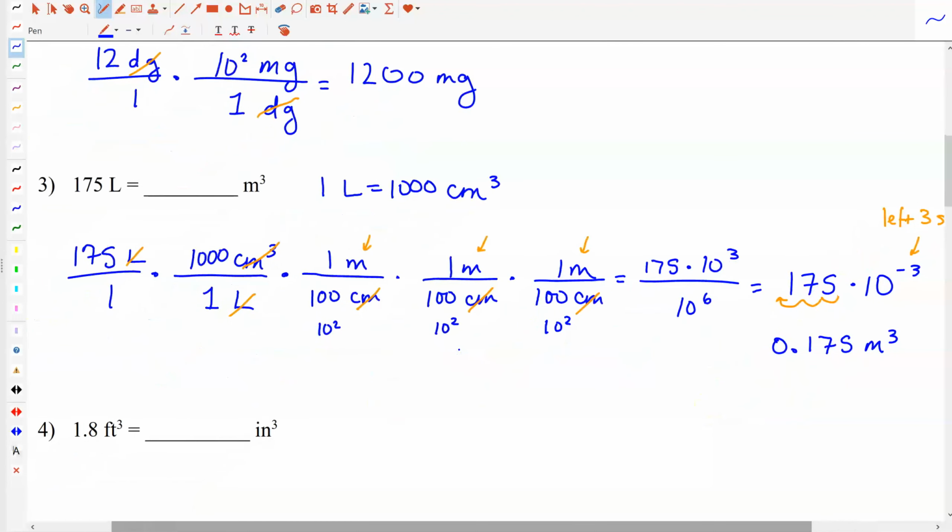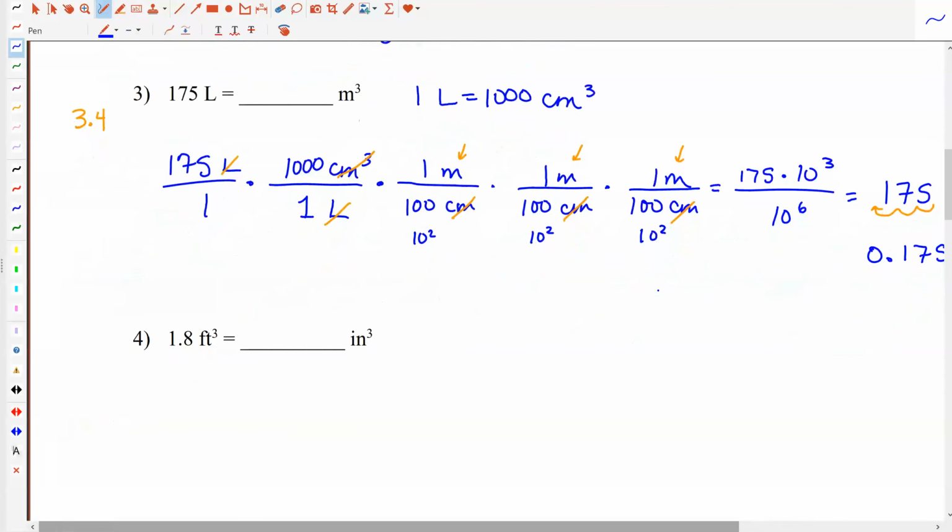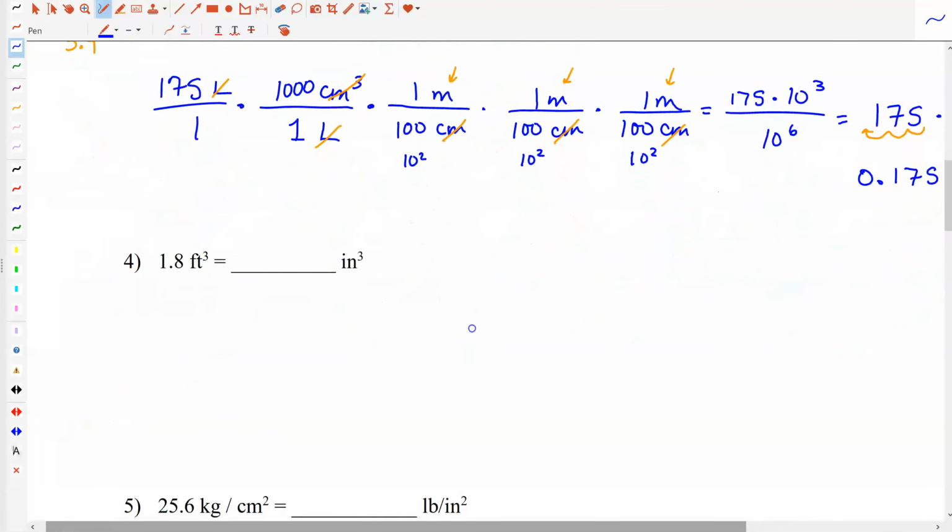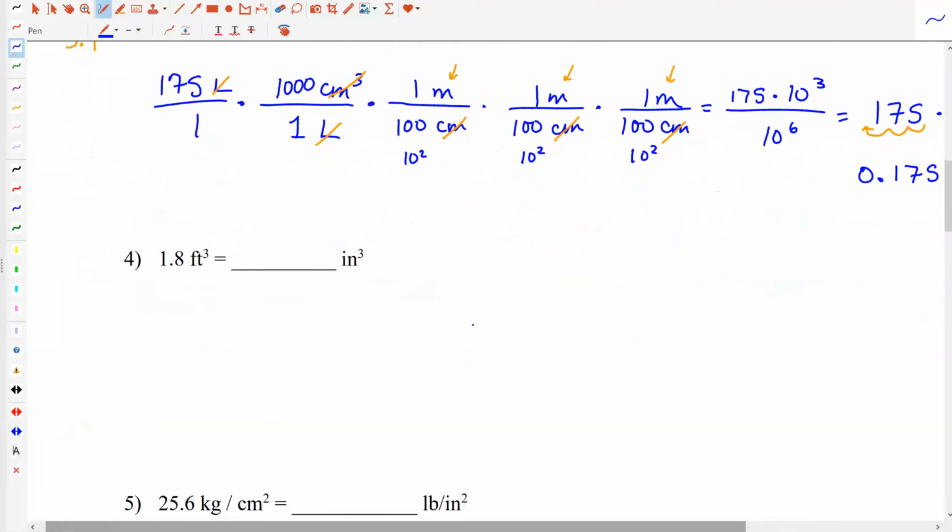All right, again, that was not the only way to analyze that question. You could work with all of those powers of 10 with all of those zeros in there, just to review a little bit about what the exponents tell us. All right, next one, number 4. 1.8 cubic feet into cubic inches. So I'm going to take my 1.8 cubic feet and put it over 1.